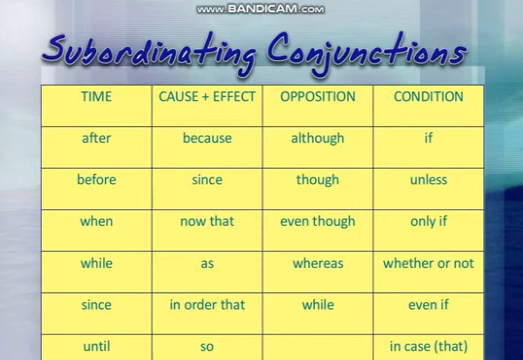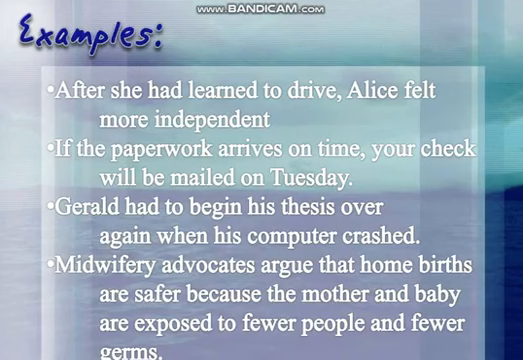Cause and effect: because, since, now that, as, in order that. So in one clause we have the cause, and in another we discuss its effect. If something is the cause, what is its effect? Opposition: although, though, even though, whereas, while. And condition: if, unless, only if, whether or not, even if, in case that. Now look at its examples in sentences.